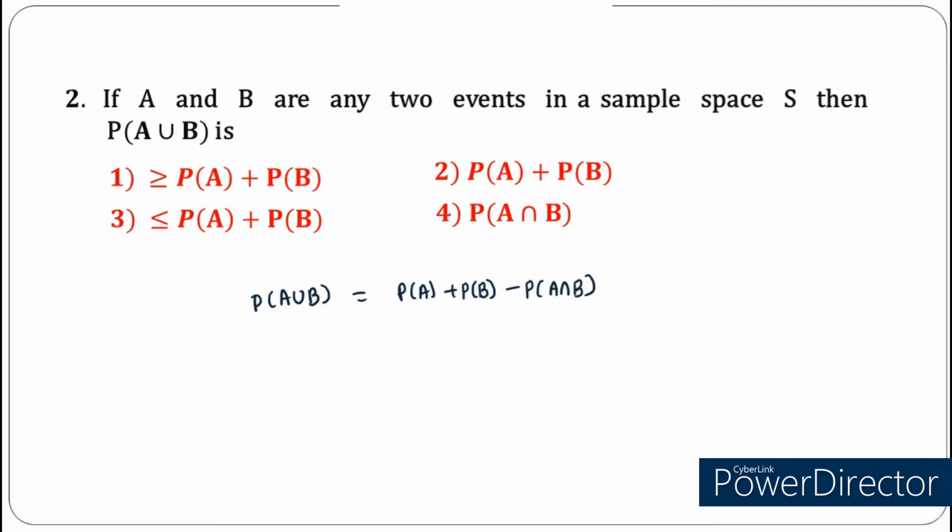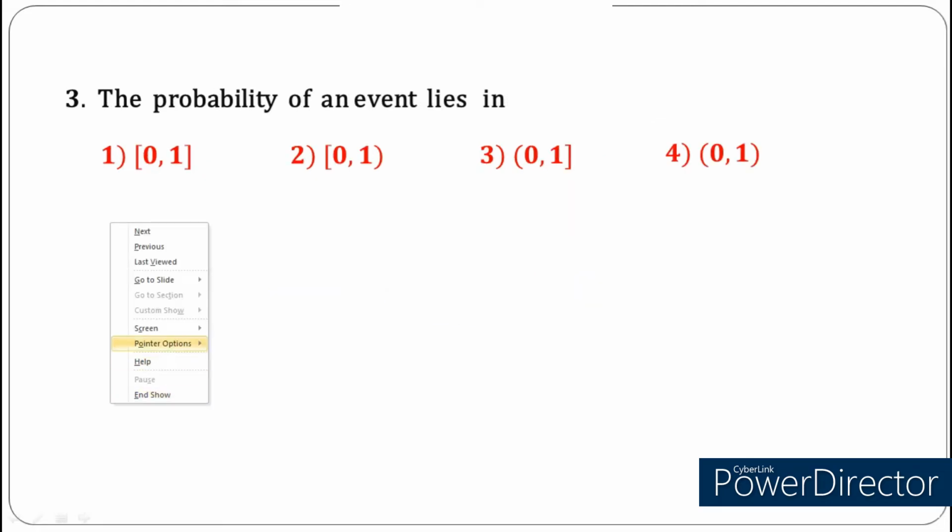Right, now here you see in the P of A plus P of B, I am subtracting something, then I am getting P of A union B. So it means this has to be bigger, because bigger minus some value, you will get the smaller value. Right, so P of A union B has to be small. So this is less than or equal to P of A plus P of B, option 3. Right, let's see the third question.